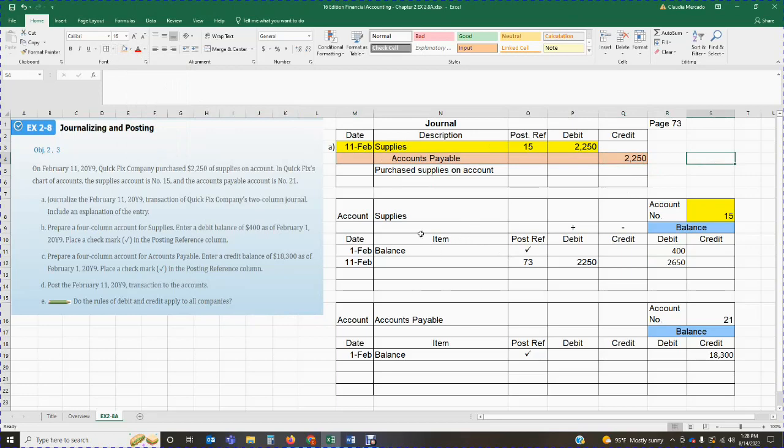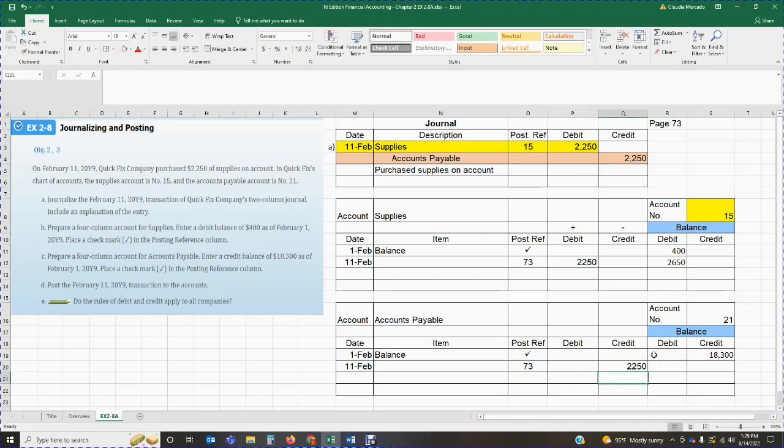So accounts payable, it happened on February the 11th. The item is going to be left blank. Now, where am I getting that information? I'm getting that information from Journal 73. Now, accounts payable got credited $2,250. So I need to go ahead and credit my account for $2,250.